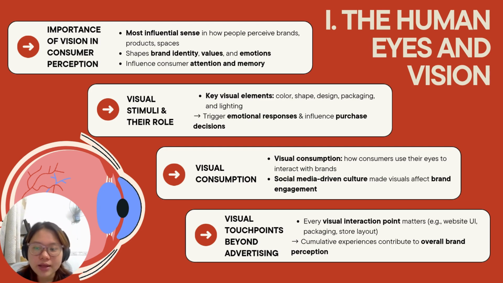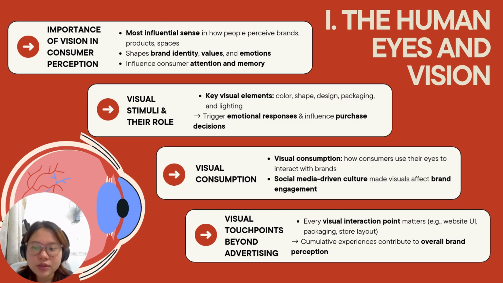Secondly is visual stimuli and their role. Talking about vision, we have to talk about visual elements, which include color, shape, design, packaging, lighting, all the things that can reflect in our eyes. These cues trigger our emotional response, and therefore influence our purchase decisions. For example, Coca-Cola's red color evokes excitement and energy in our body and mind, and reinforces its brand personality, which is a youthful, athletic, enthusiastic beverage brand. Later we'll discuss how these key visual elements affect our emotion and our mind.